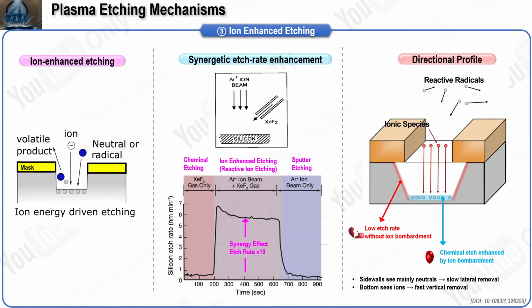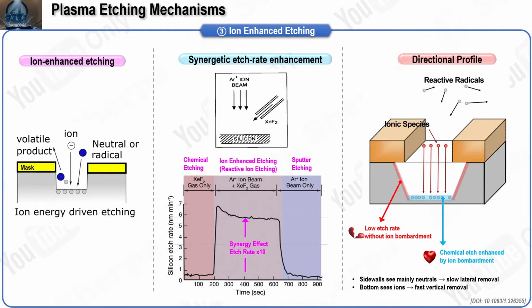Now connect that to profile control on the right. Sidewalls are shadowed by the masks so they see mostly neutrals and only weak ion flux, which means mainly chemical etching there. The trench bottom sees the full ion beam, bonds are broken and reactions are activated, so removal is fastest in the vertical direction. The result is an anisotropic profile that preserves the printed width much better than a purely chemical step.